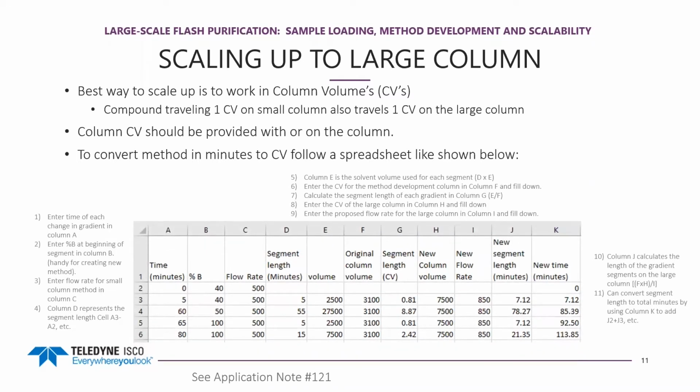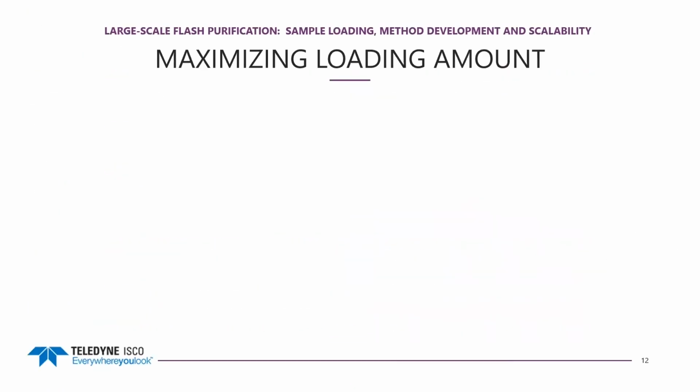Just a quick overview, you can find this in detail in App Note 121, but basically we're entering the parameters from our first gradient for column A, and then you're looking at your flow rate, what your percent B composition is, and what the segment lengths are for those changes. It'll go ahead and convert based upon the column volume of the larger column that you're doing and generate a new time in minutes for you. I'm not going to run through the details here, that'll take too much time. But if you go to App Note 121, it offers a spreadsheet with these parameters for you to plug in and generate that information so that you can scale from a smaller column to a larger column in minutes. But the easiest way is really to stay in CVs, and then you don't have to go through this calculation.